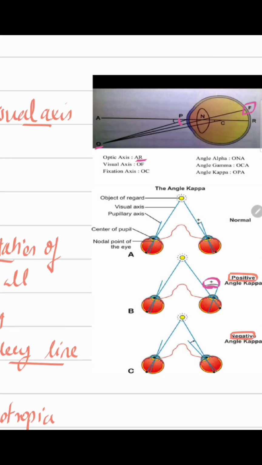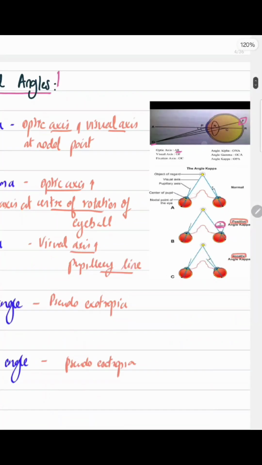This is angle alpha. Then angle gamma is between the optic axis and the fixation axis at the center of rotation of the eyeball. This is angle gamma. And angle kappa is between the visual axis and the pupillary line, that is angle kappa.